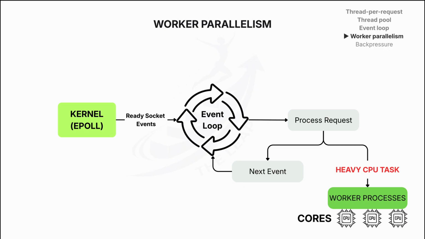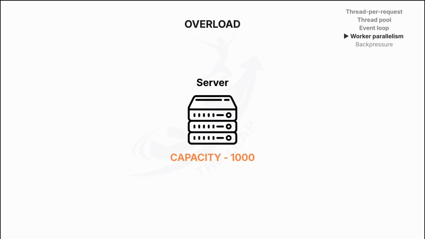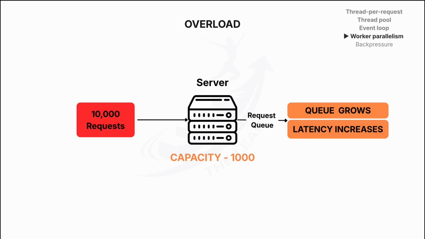But there is still one final challenge. Even the best architecture has limits. Imagine your server can process 1000 requests per second. Now imagine 10,000 requests suddenly arrive. Requests will begin to accumulate. Queues grow. Latency increases. Eventually, the system becomes unstable. At this point, the problem is no longer concurrency. The problem is overload. And real systems must protect themselves from it.